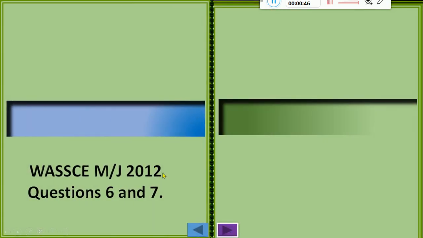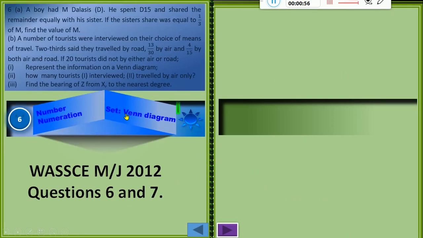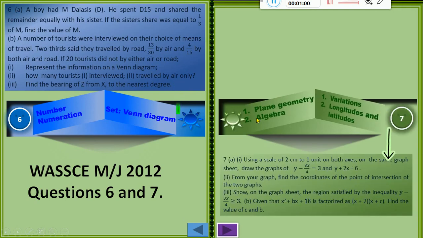In this presentation, we are looking at WASSCE May June 2012, questions number 6 and 7. Question number 6: numeration, sets, Venn diagram. Question number 7: plane geometry, longitudes and latitudes, algebra, variations.